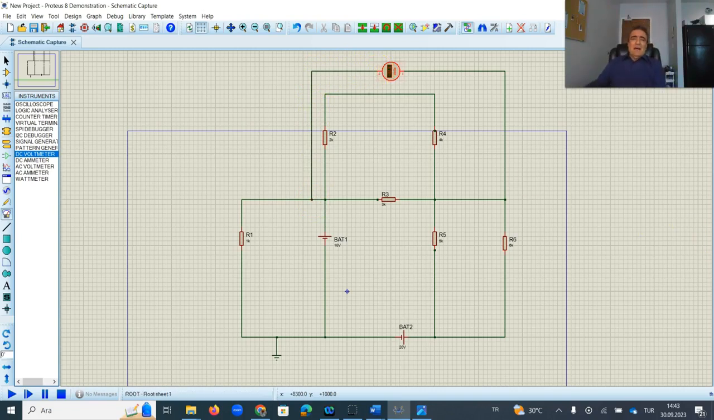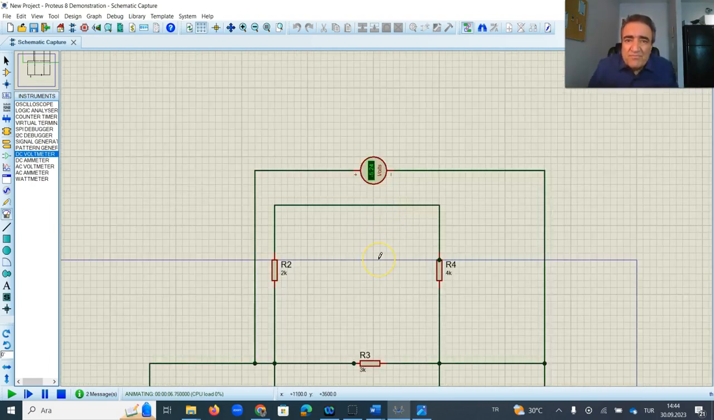Okay, here. I connected a DC voltmeter between these nodes, here and here. I want to run my simulation. For doing that, you come to the left side, bottom, and you see there is an arrow directed to the right side, and click on it. Okay, here there is a voltage, minus 5.24.